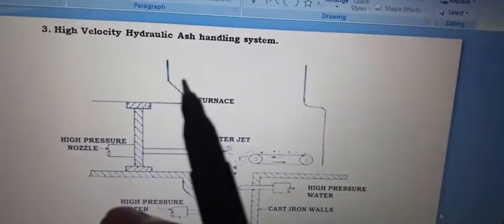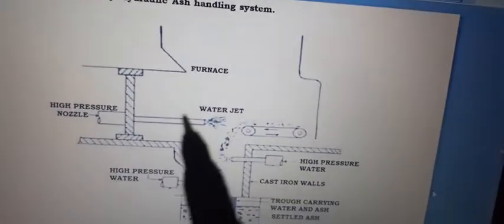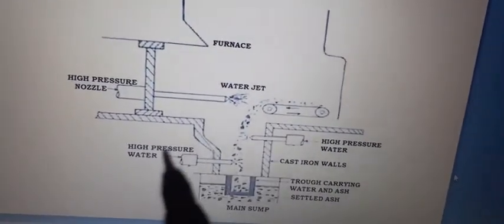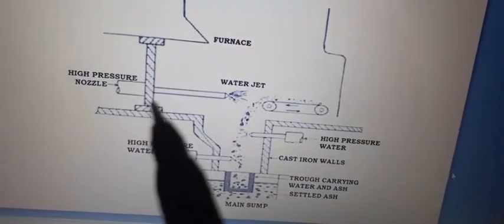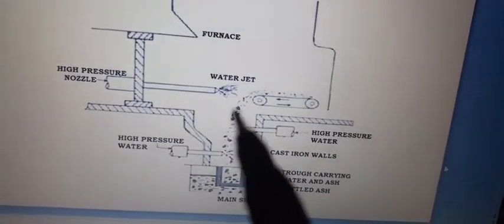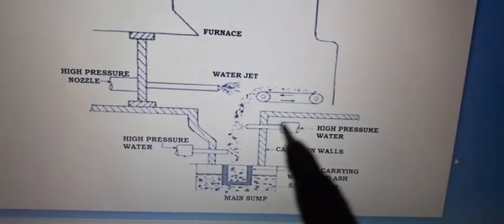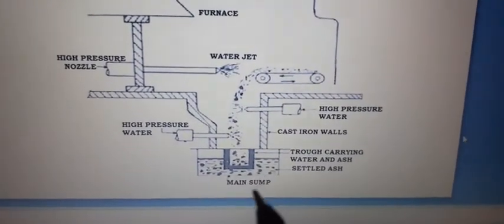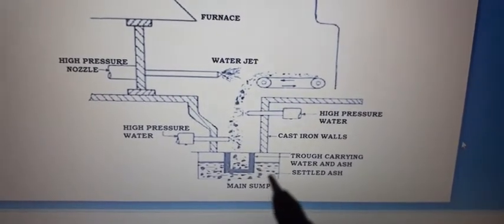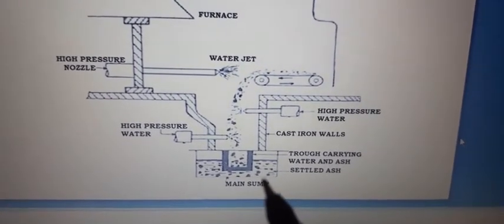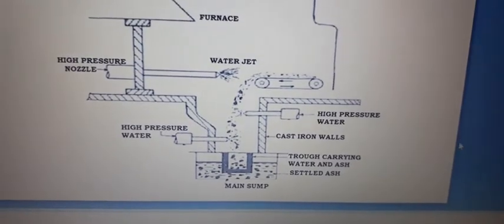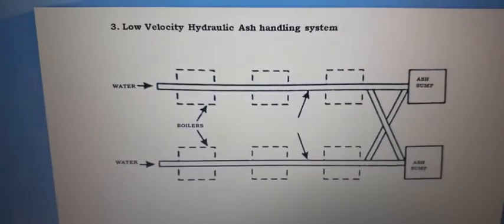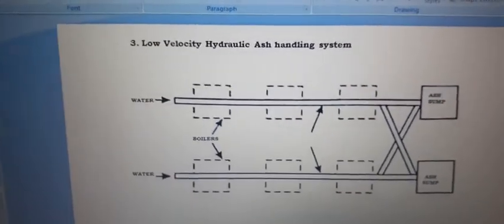High velocity hydraulic ash handling system. In this you can see the furnace, and this is the water jet. High pressure nozzles are provided with the water jet. You can see the cast iron walls and troughs carrying, and the main sump is over here. Settled ash is below that water. Next, low velocity hydraulic ash handling system.